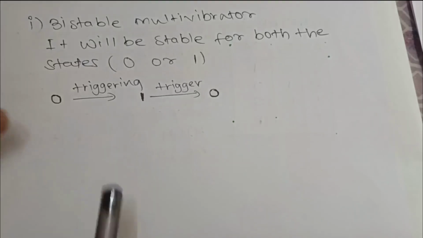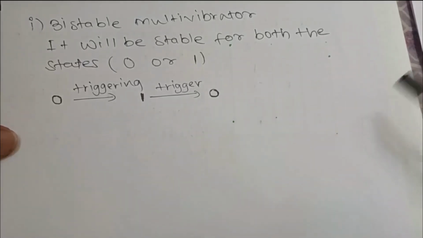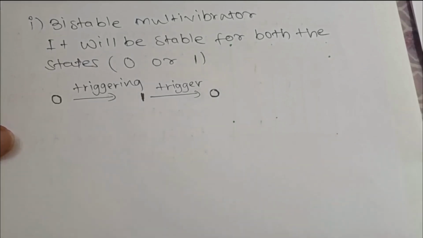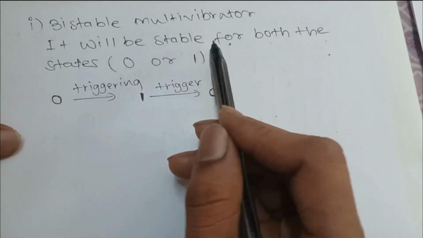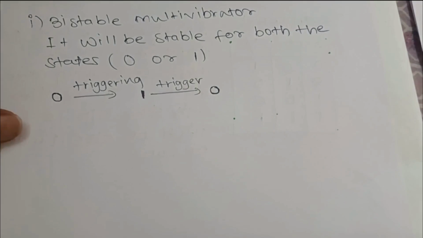So as we have seen, the circuit changes its state when the triggering happens. So the bistable multivibrator is stable at both the states. Okay, hope it is clear to you all.